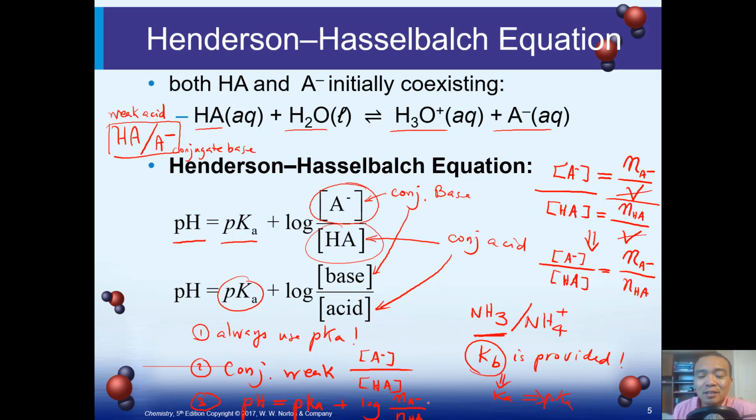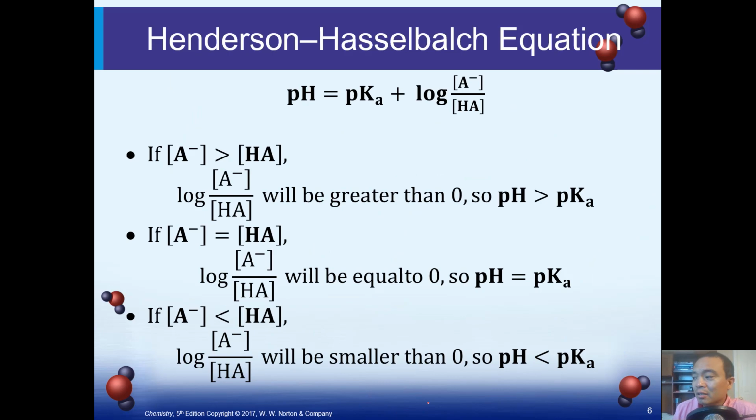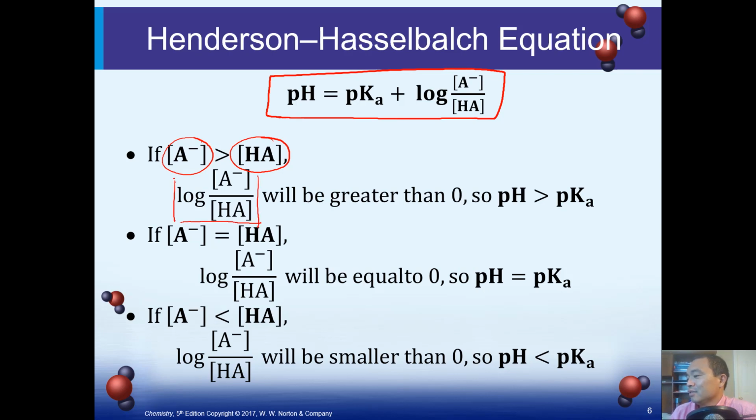Now let's look at some details about how to use the Henderson-Hasselbalch equation. When you look at the equation listed here, if the base component is more concentrated than the acid component, you will know the log of the base over acid will be greater than 0. In other words, you will expect to see pH is greater than pKa. That's easy to understand.